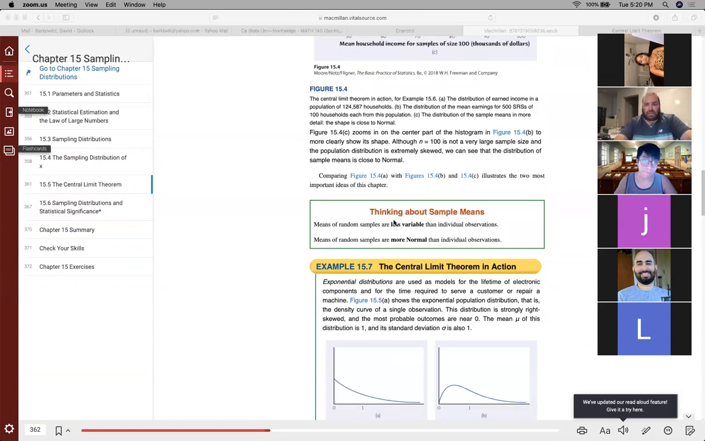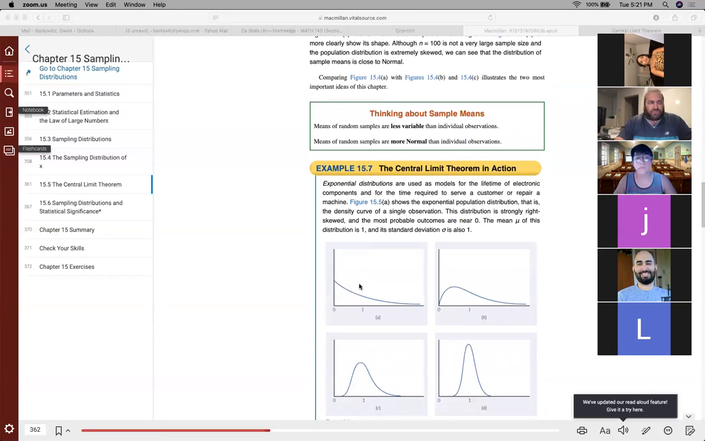It says thinking about sample means. Means of random samples are less variable than individual observations. They're less variable. They get tighter. And means of random samples are more normal than individual observations. So this is the idea of the central limit theorem. As n goes up, it squeezes in, and it becomes more normal.